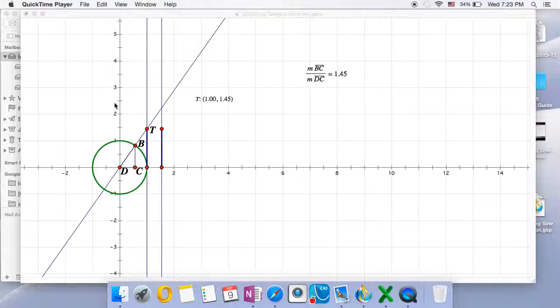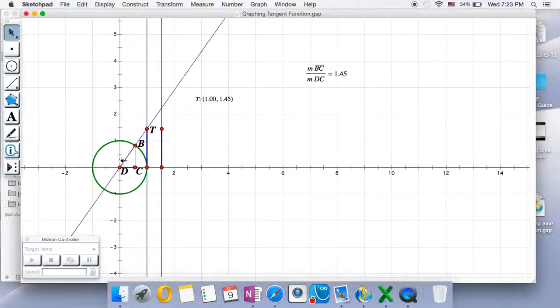The goal is to understand the graph of the tangent function. Here's a unit circle, and we have a random point on the edge of the circle, which we call B, and we call the origin D. We have a perpendicular line dropped from point B to the x-axis, that's C. So we have right triangle BCD. The tangent is measurement BC divided by measurement DC, which is the cosine, which we have as 1.45.